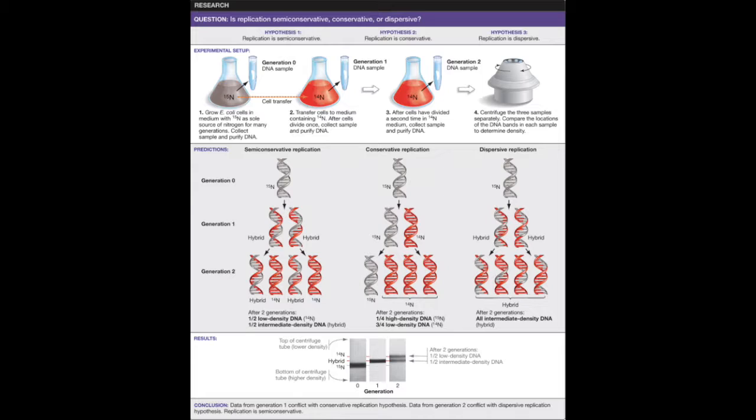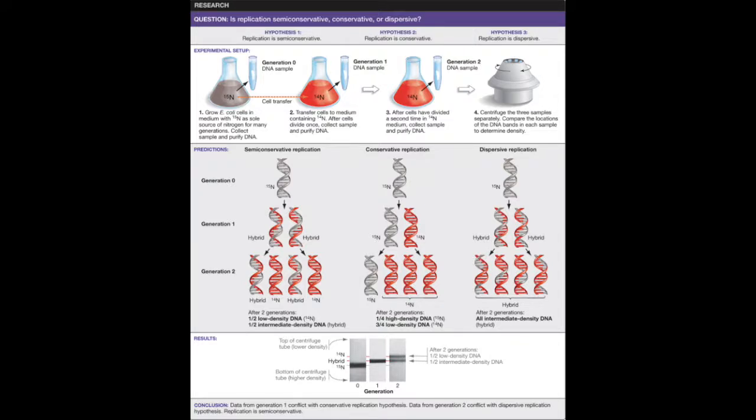After enough time had passed for these cells to divide once, meaning that the DNA copied one time, they removed a sample and isolated the DNA. This sample was identified as generation 1. After the remainder of the culture had divided a second time, they removed another sample and isolated its DNA, labeling this, you guessed it, generation 2.